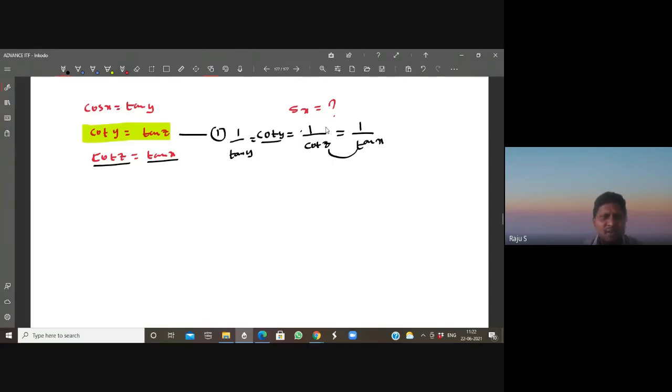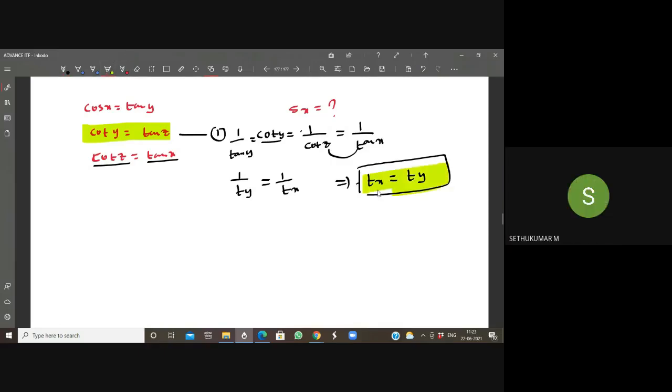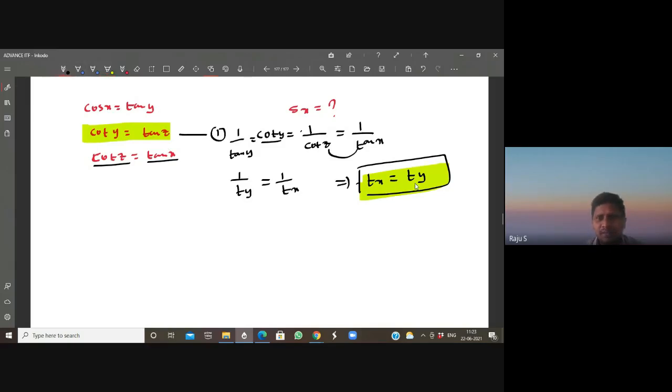Otherwise, you can equate the cot also, no problem at all. Finally, 1 by tan y is equal to 1 by tan x, which implies tan x is equal to tan y. Am I right? Yes, sir. It is very clear, because you can substitute the tan y value from the first condition: cos x is equal to tan y.